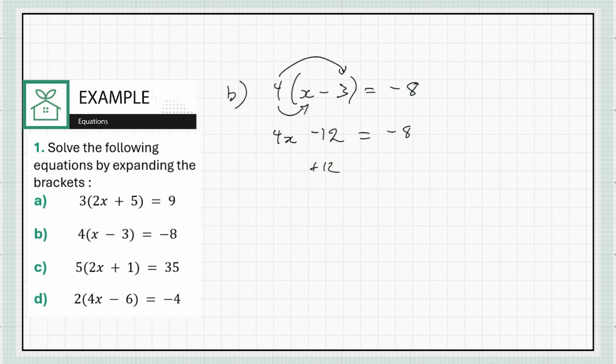Let's add 12 to both sides. And then we're left with 4x is equal to negative 8 plus 12, which is just 4. And divide both sides by our coefficient. So 4x divided by 4 is just x, and 4 divided by 4 is just 1.